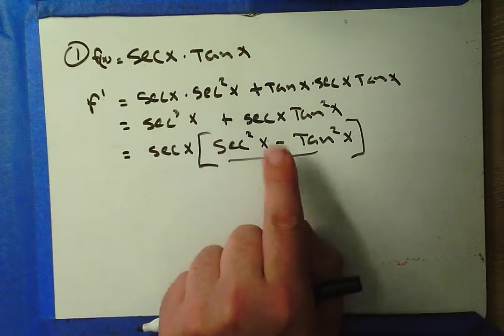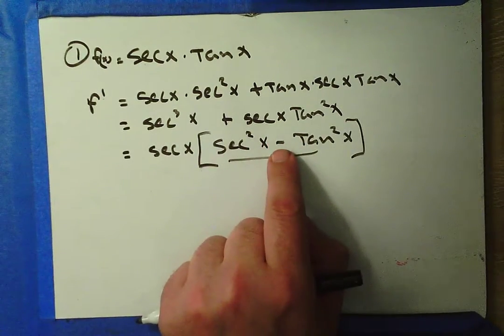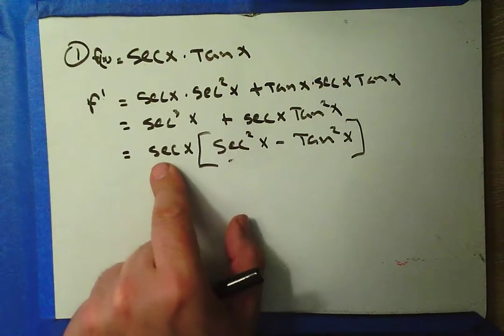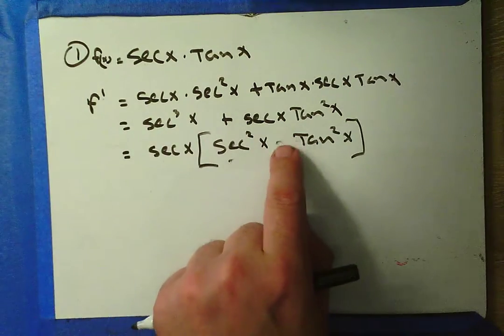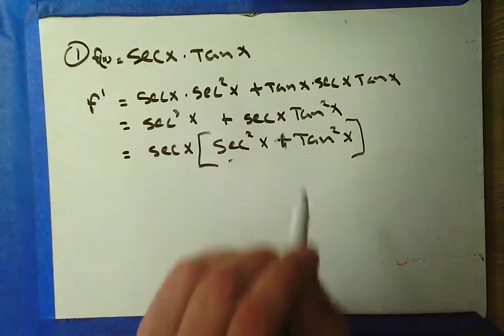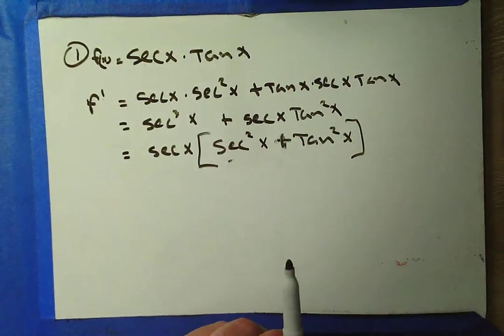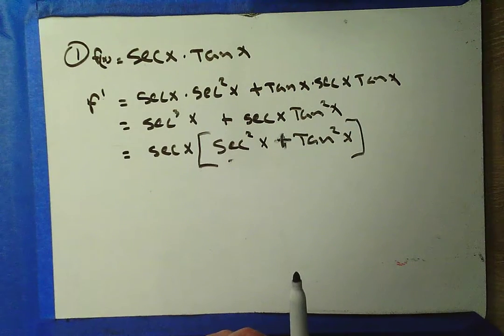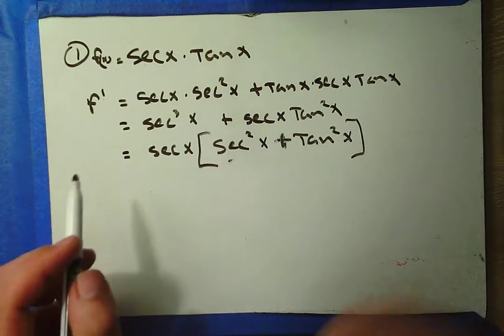And I would definitely, if I saw this, turn this into 1, because 1 times secant would be secant, and that would be a much easier derivative. But we just have this, and so that's as good as it's going to get. All right, let's move on.